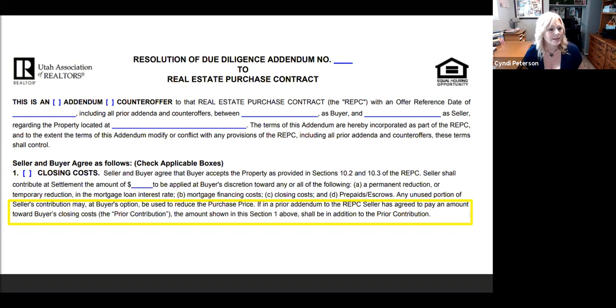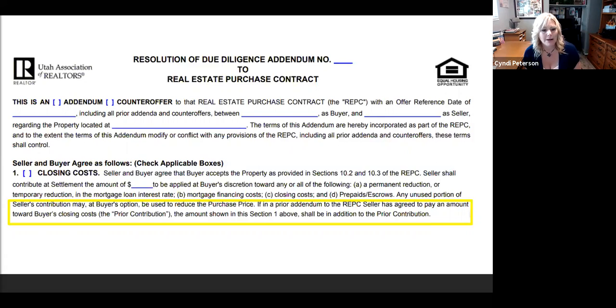So the closing costs, of course, there's closing costs that the seller agrees to pay. So basically on number 1, it says seller and buyer agree that buyer accepts the property as provided in section 2.2, 10.2 and 3. Seller shall contribute a settlement amount of blank to be applied at buyer's discretion towards any of the following. So that could be a permanent or temporary reduction in the mortgage loan interest rate, mortgage financing costs, closing costs, prepaids. Any unused portion of the seller's contribution may, at the buyer's option, be used to reduce the purchase price.